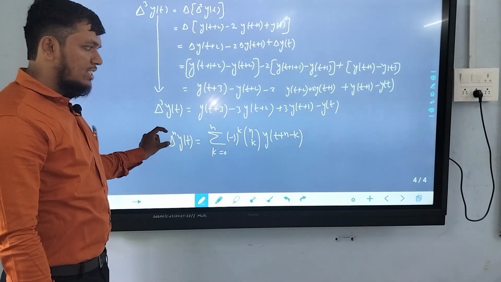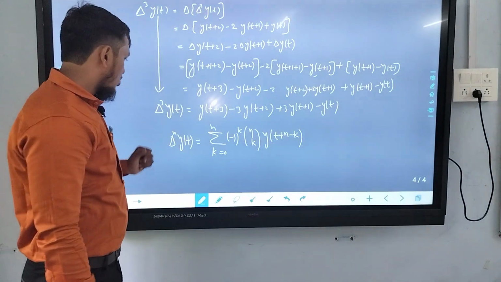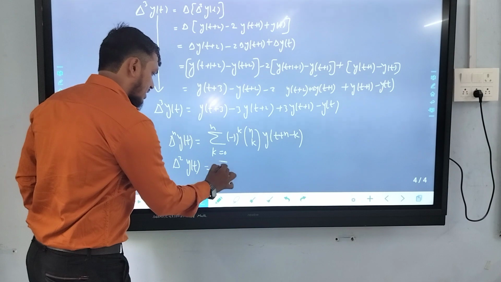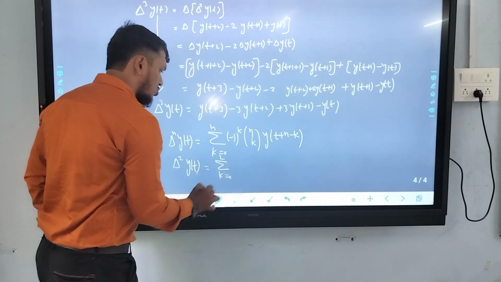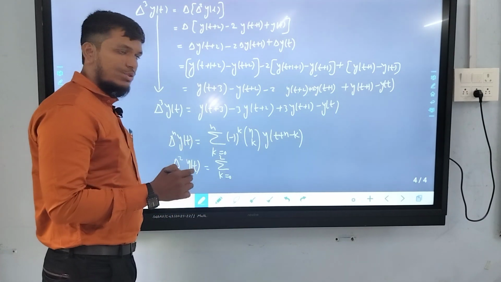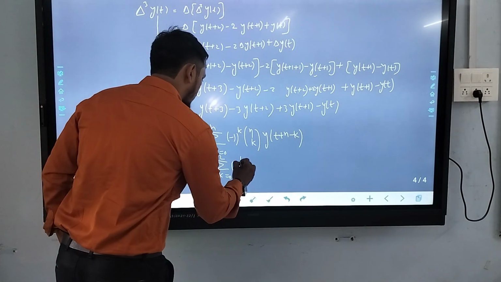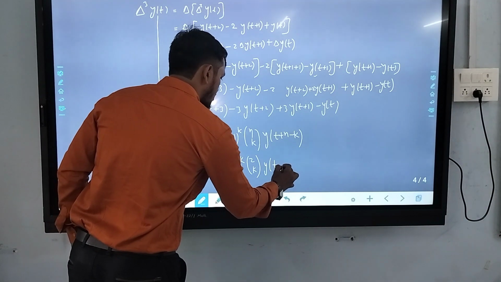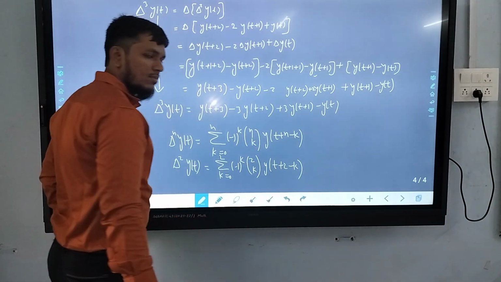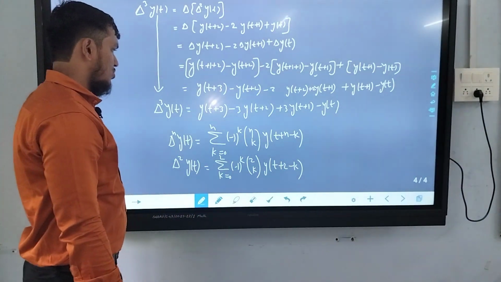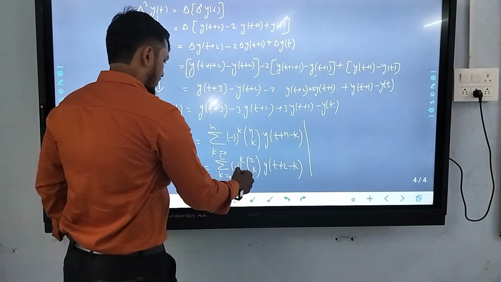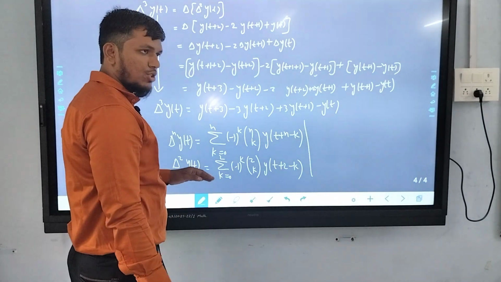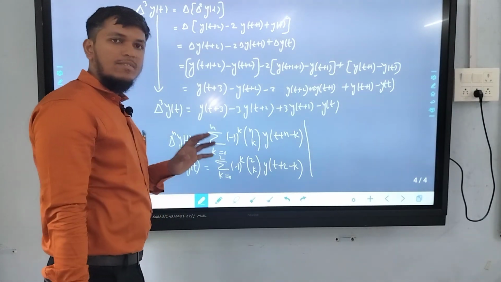If you put n is equal to 2 in this expression, then what we get? See here, this is delta 2 y of t. Again here k varies from 0 to 2 because we put n is equal to 2. Minus 1 raised to the power k, 2 c k, and y of t plus 2 minus k. If we run this summation, firstly we have to put k is equal to 0, then k is equal to 1, then k is equal to 2.